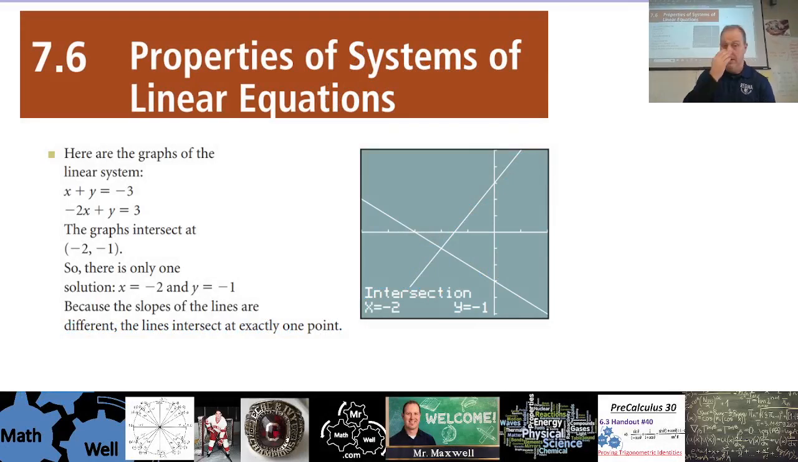Okay. Properties of systems of linear equations. All right. So we've talked about systems. We've talked about solving systems graphically, solving systems by substitution, solving systems using elimination. And now we're going to talk about just some general properties of these systems, okay? There's only three main categories that the systems of equations could fall into.